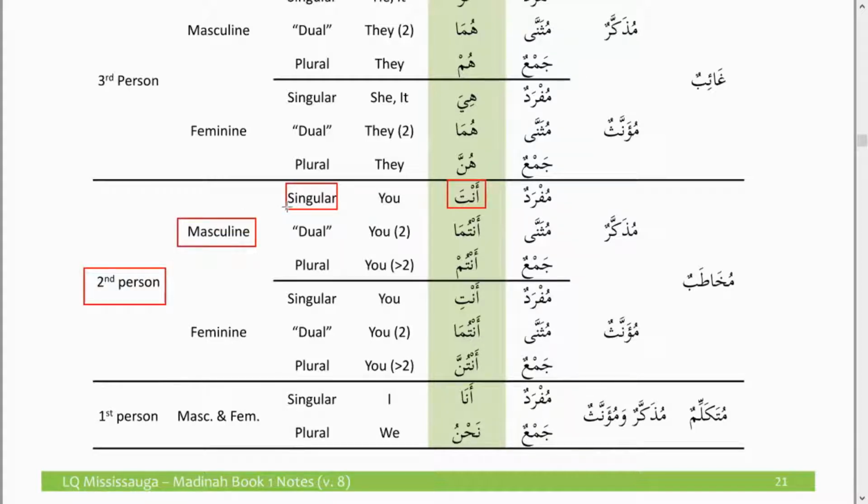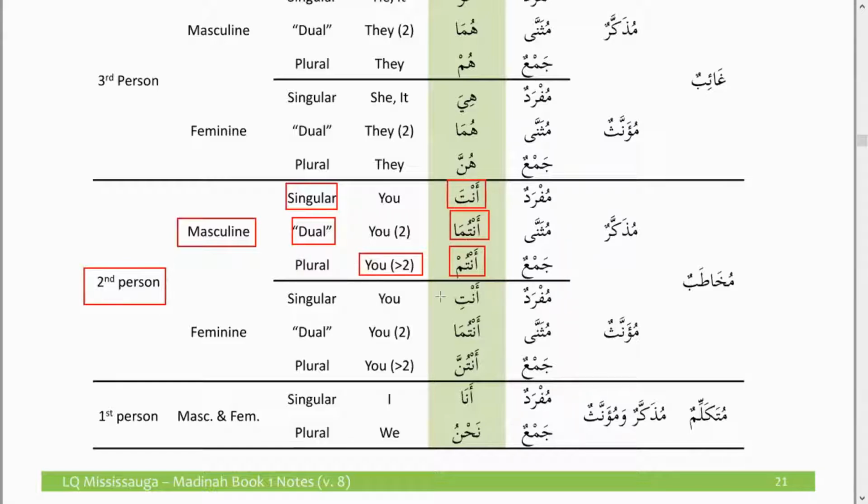They're not two guys. There's just one guy. You're speaking to one male guy. Anta is you. Antuma, you both. So you're speaking to dual now. It is second person. You're speaking to someone, and it is masculine and dual. Antuma. And then plural is antum. You both, and this is you all. Jama. You all. Second person.